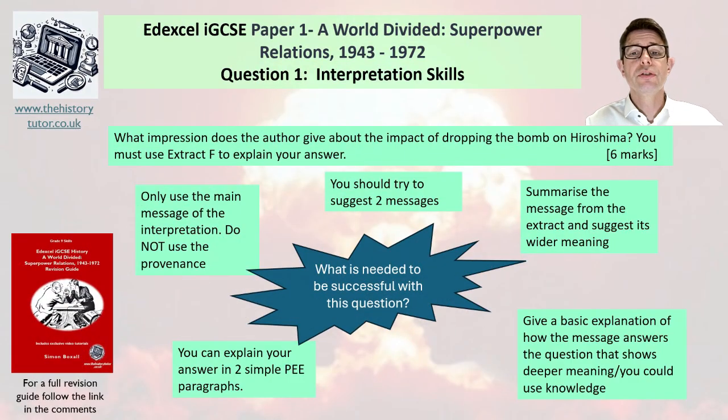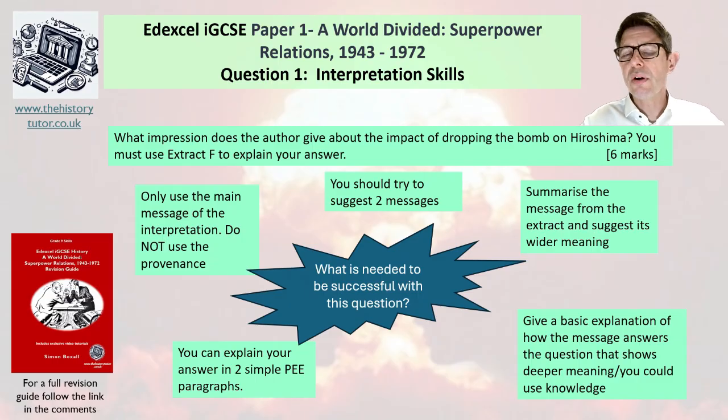Okay, so what I've said is you should try to give 2 messages, or at least have 1 big message with 2 little sub-messages. You'll probably get a sense there's 1 big message in there and 2 ways that is supported. When you're writing your answers, summarise the message from the extract and use words like suggest to give its meaning. Don't just write large swathes of quotes from it. Give a basic explanation of how the message answers the question. So we're talking about maybe the impact of dropping the bomb. You might want to use a little bit of your knowledge just to give a little bit of meaning to what you've written about the extract. Try and explain your answers in 2 simple PEE paragraphs. So you've made a point, given a bit of evidence from the extract, and you've explained your idea.